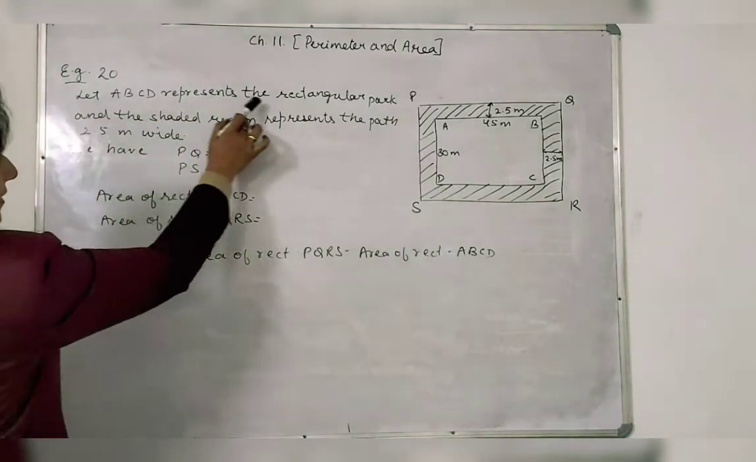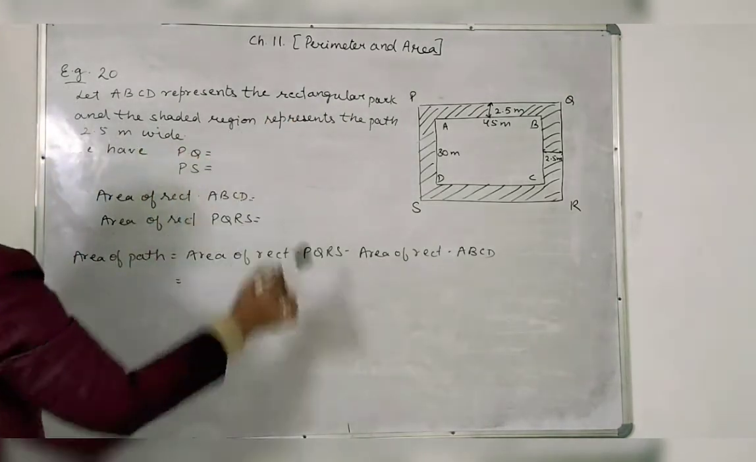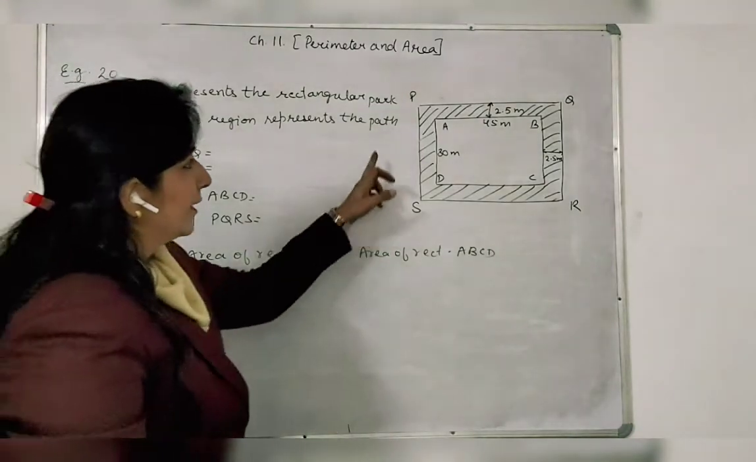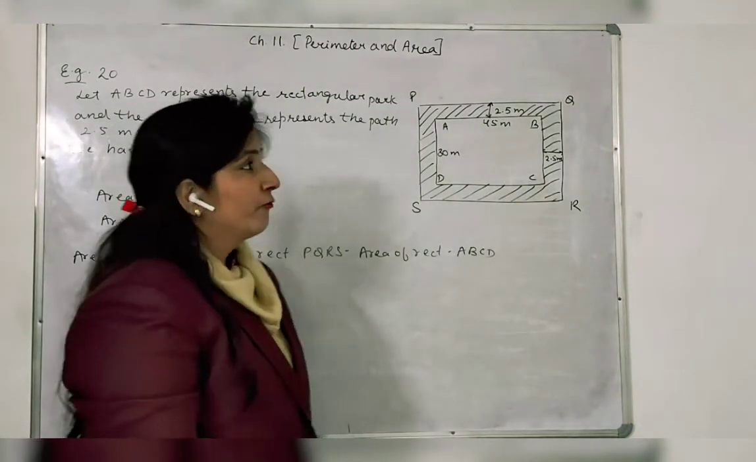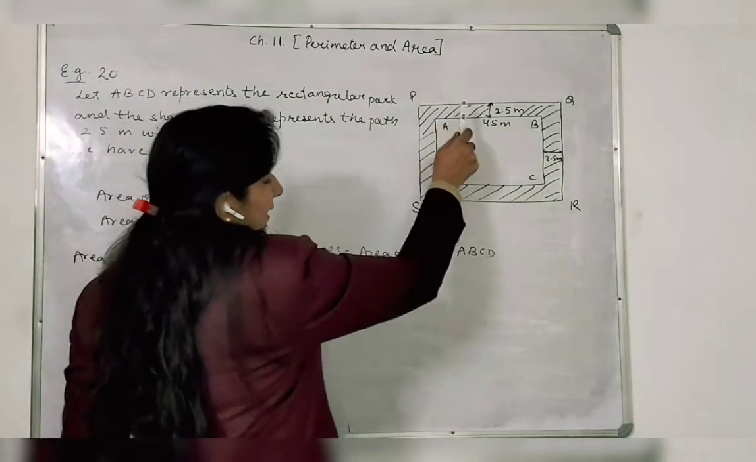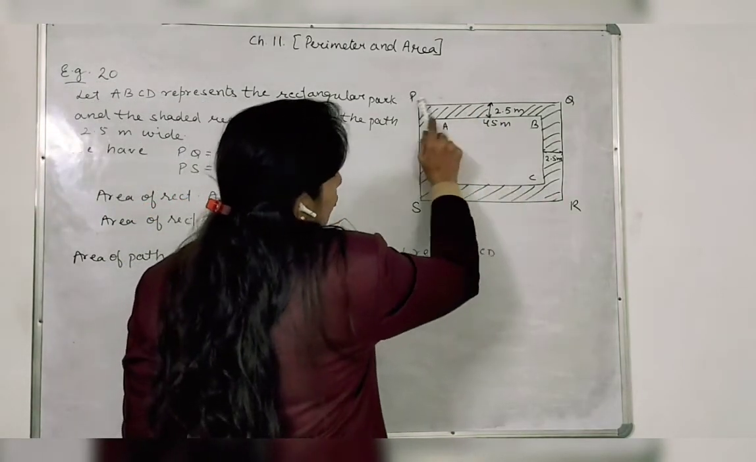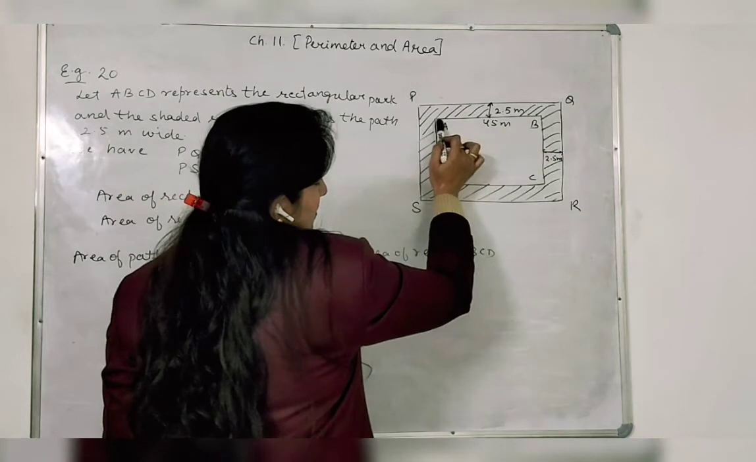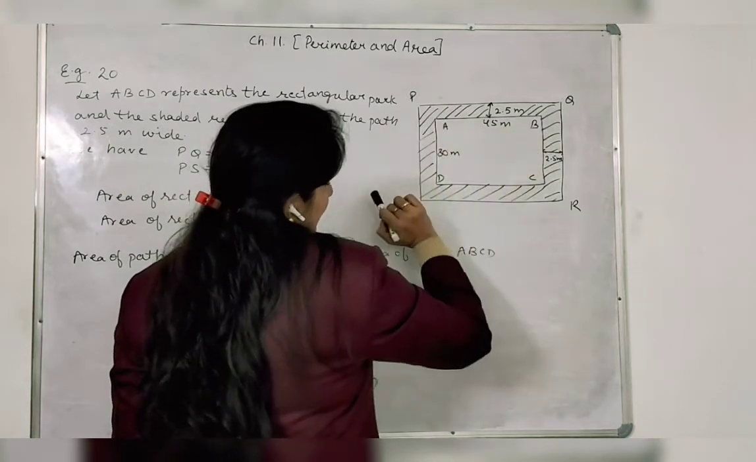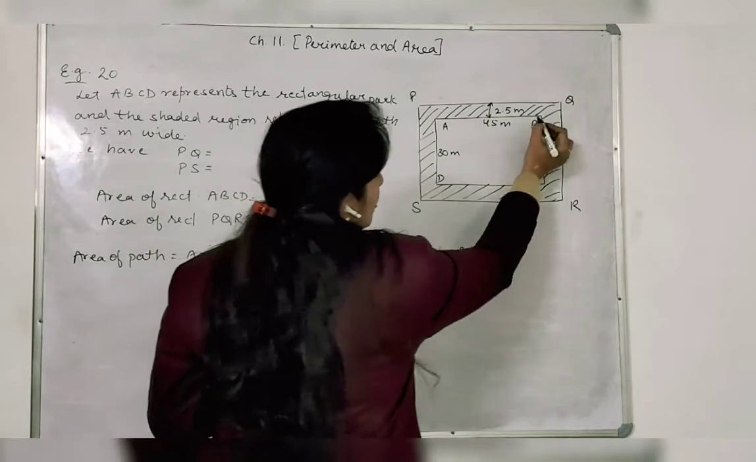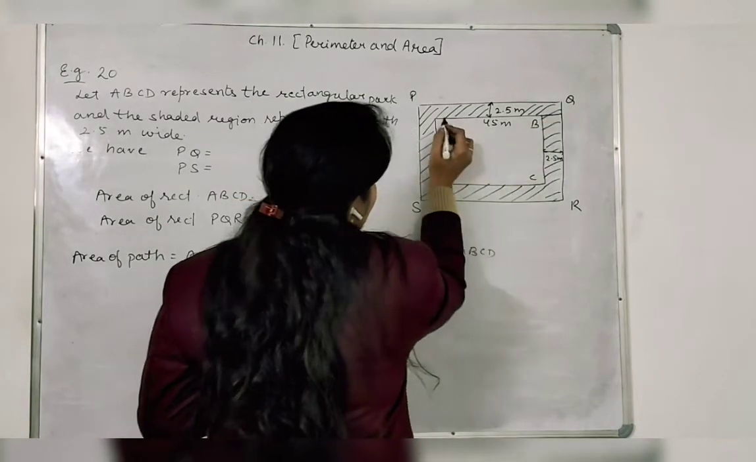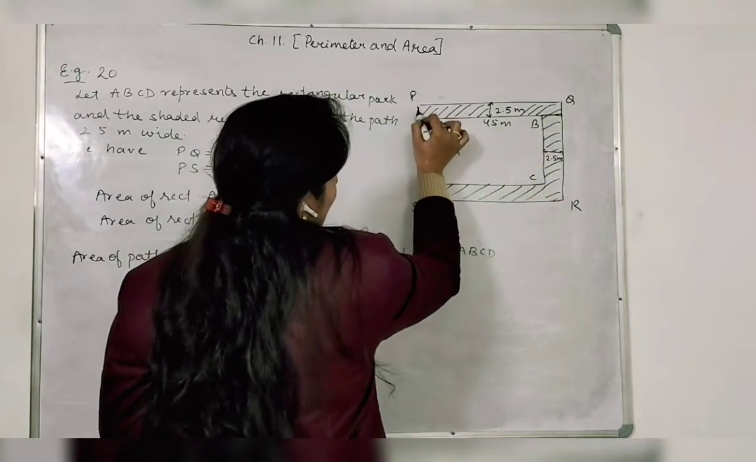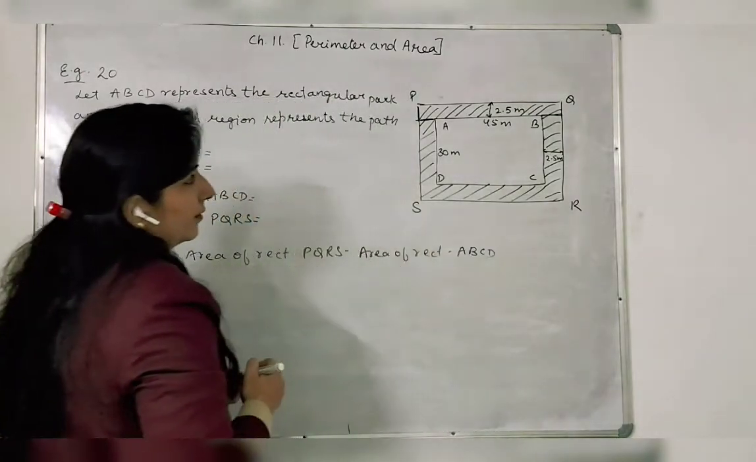Let ABCD represent a rectangular park and the shaded region represents the path, which is 2.5 meter wide. Now to calculate the area of the outer rectangle, we should have the sides, meaning the length and the breadth. PQ is not given directly, but we have the length of the inner rectangle, that is 45 meter, and the width is given. If we add the width two times, one from this side and one from this side, then we can get the length of the outer rectangle.